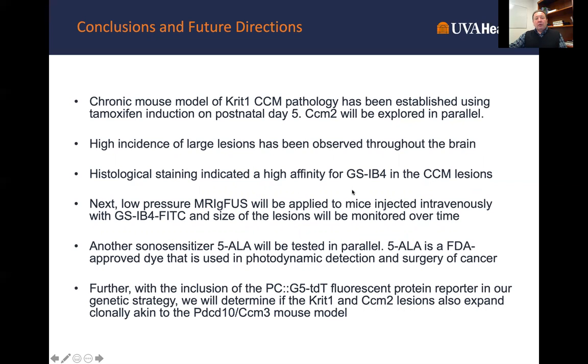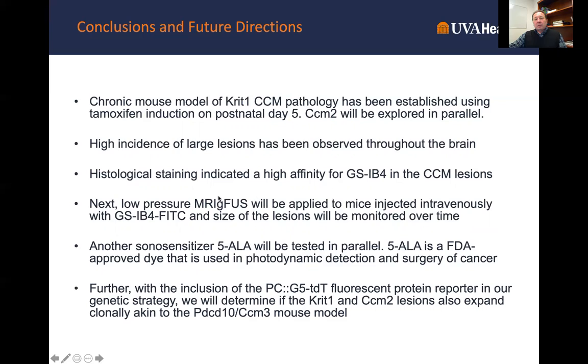So in conclusion, we have established a chronic mouse model of CRIT1 CCM pathology, which we established by using tamoxifen on postnatal day 5, and we work on the CCM2 model in parallel. We have observed high incidence of large lesions throughout the whole brain. And histological staining indicated that these lesions have high affinity for isolectin GSIB4.